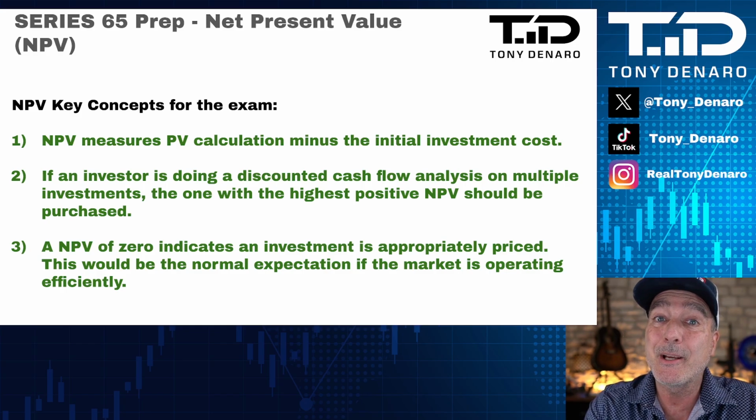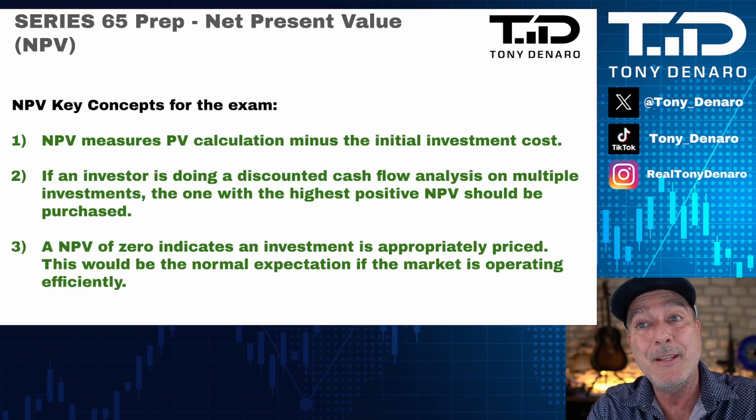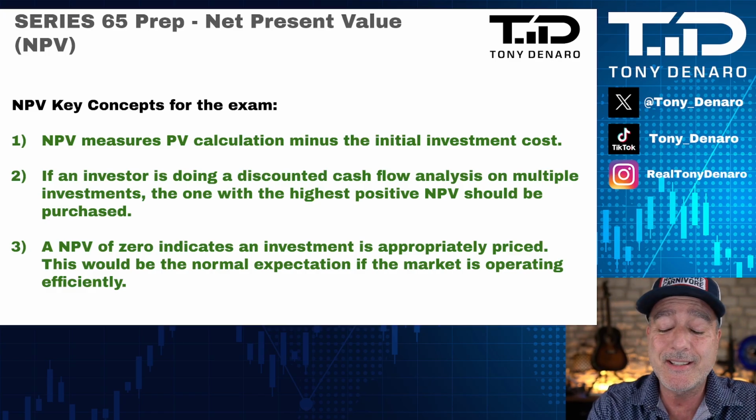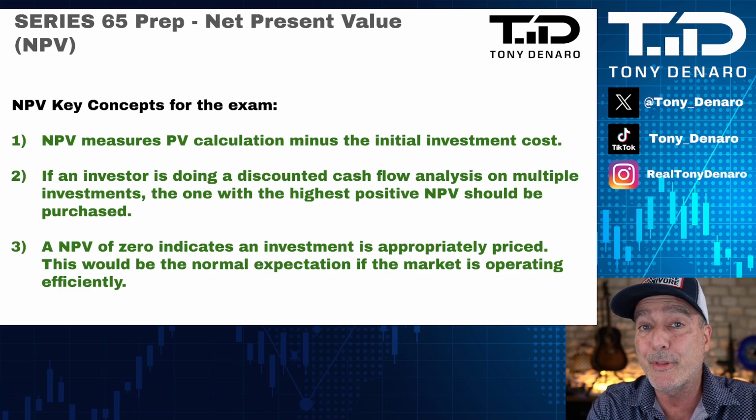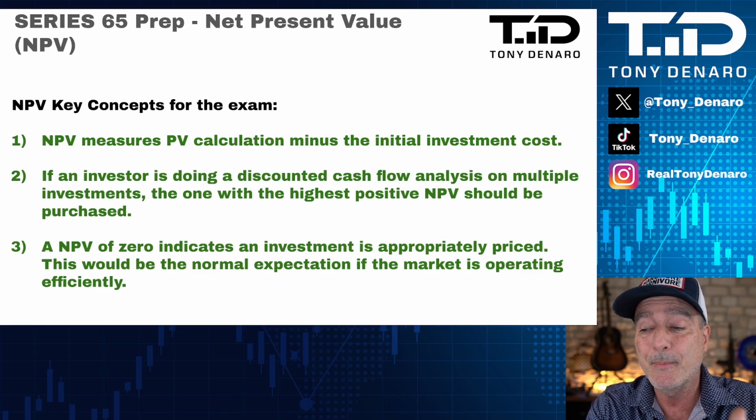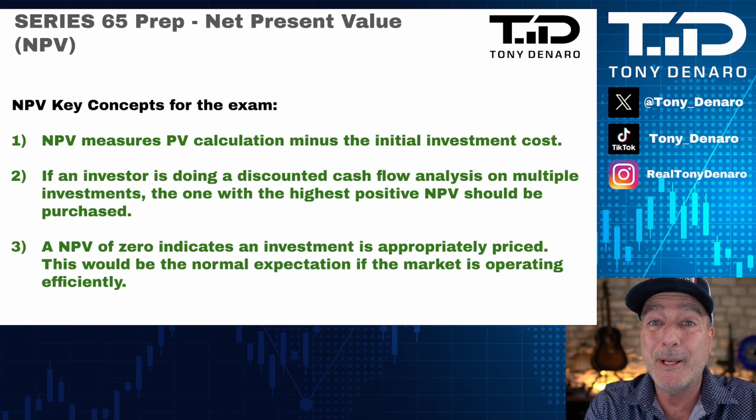And a final concept to remember for NPV in terms of the Series 65 test is, as it says in bullet item number 3 here, an NPV of 0 indicates an investment is appropriately priced. And normally this is what we would expect to see if the market is operating efficiently.